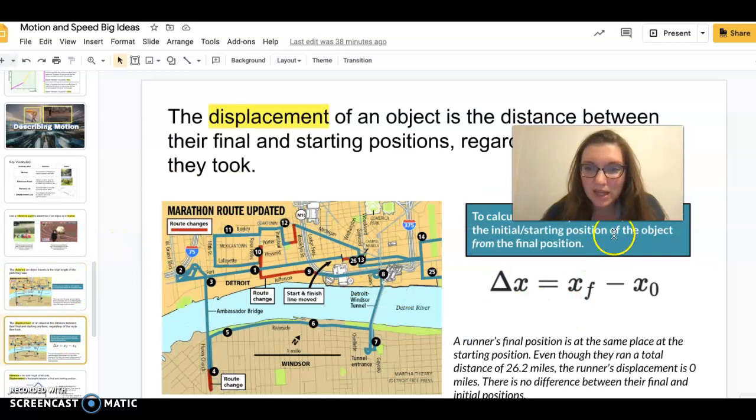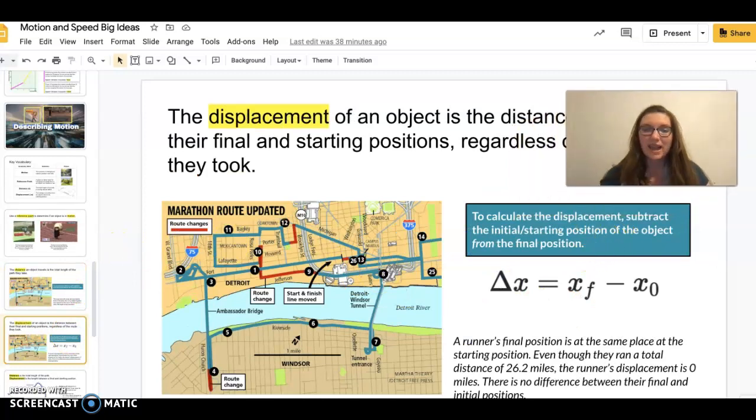Okay? Displacement, on the other hand, is just how far the ending point is from the beginning point. Not the number of steps, just how far those two dots are apart from each other. What these mysterious symbols mean is the change in x, the change in the position of the object, is the final position minus the initial position. So, start and finish. That displacement is not a full 26 miles, but the path length, the distance, is.